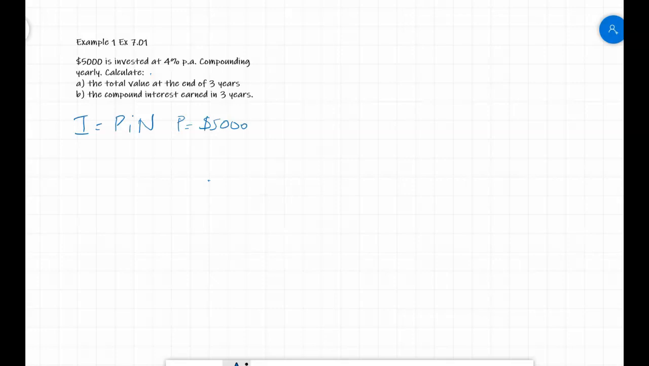We're going to do the R is equal to 4%, but we need it as a decimal, so that's 0.04, and then because we're doing it for 3 years, and this interest rate is per year, we have to then make the N equal to 1. We're going to do this 3 times.